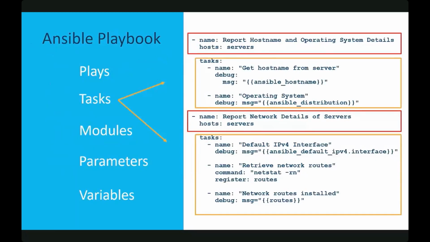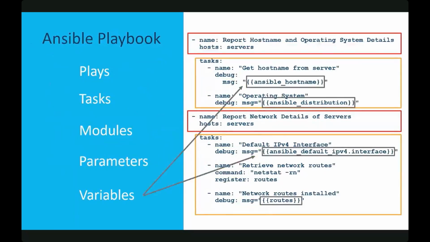In the second play, we have three tasks. We want to find out what the default IPv4 interface is. We want to retrieve the network routes using a netstat command. We're going to put that information into a variable and then show that information with the network routes installed. To see the results of these tasks, we're going to use the debug module, and modules can also use parameters. In this case, we're going to be using the message parameter.